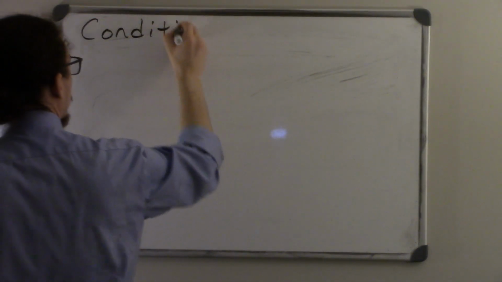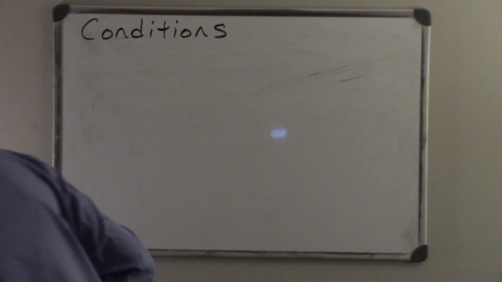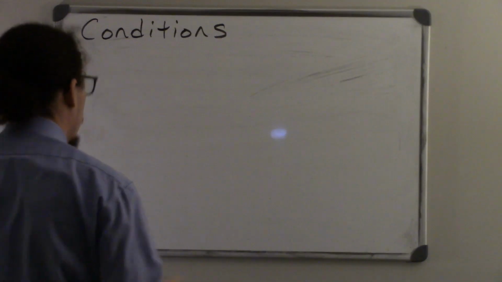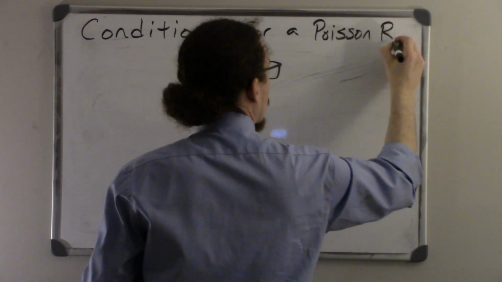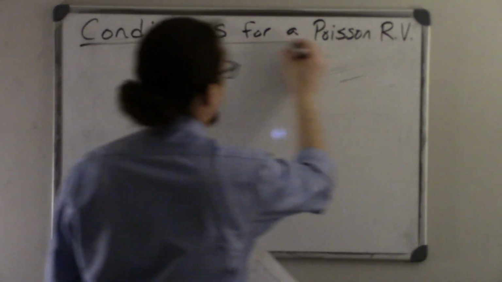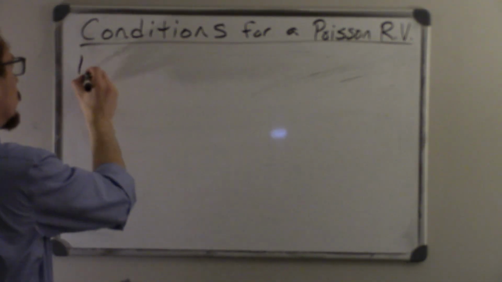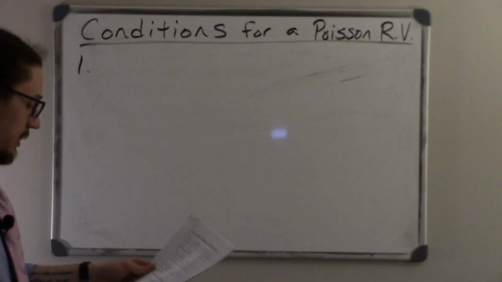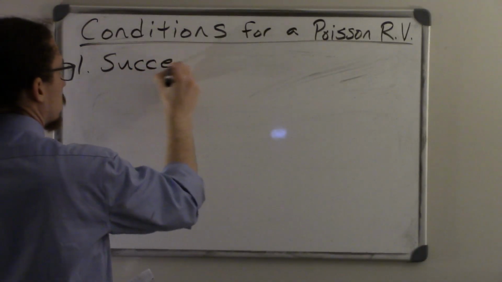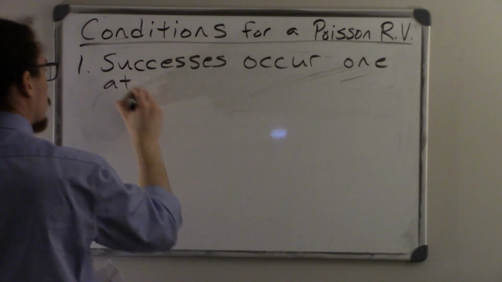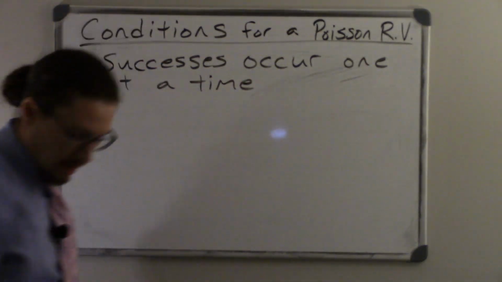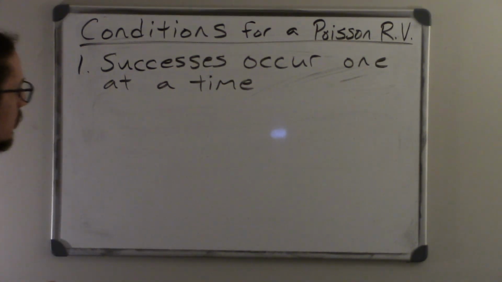Just like with the binomial, we're going to have some conditions for a Poisson random variable. We only have 2 for the Poisson. The first one is that successes occur one at a time, so we cannot have successes happening concurrently.